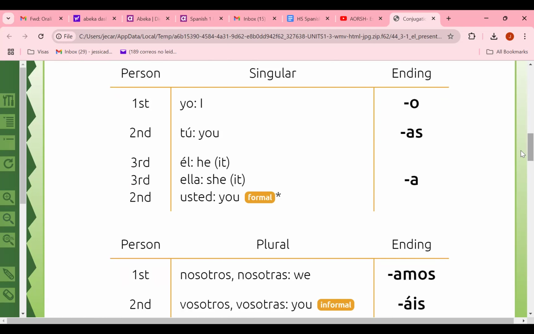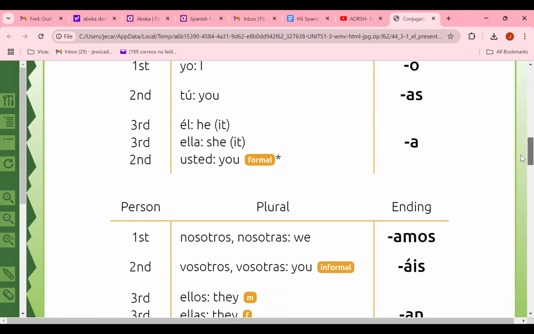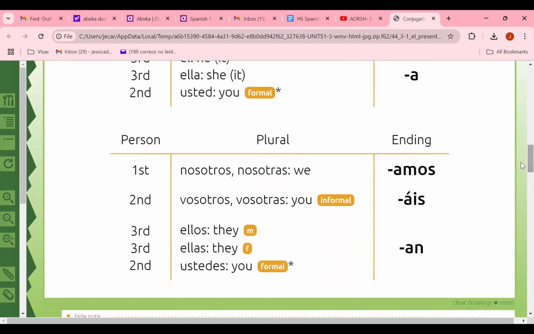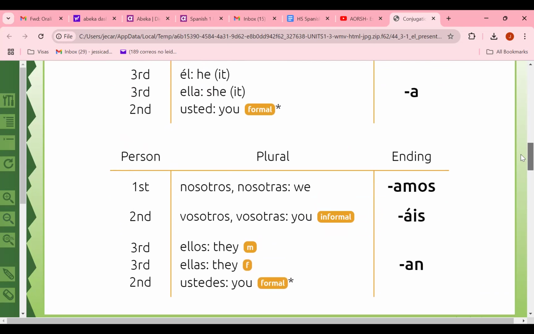And then if it's él, ella, usted, the ending instead of AR will go to A. And then if it's nosotros, it will go to amos, okay? And then ellos, ellas, y ustedes, the AR will change to AN, okay? An. So that's pretty much the rule for AR verbs.